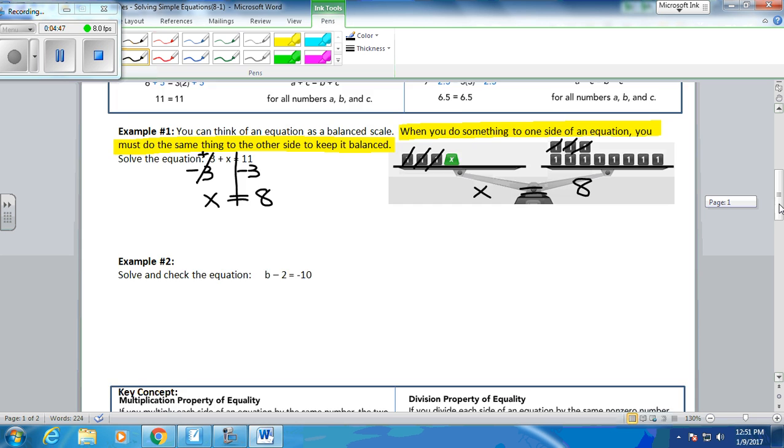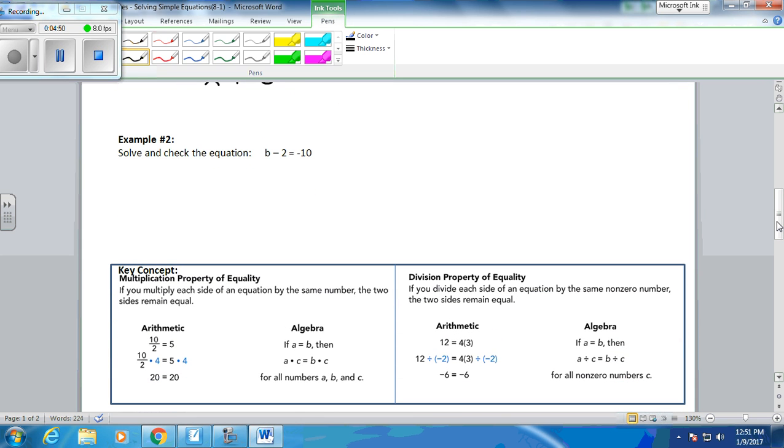Number 2 is asking us to solve and check this equation. To solve it, this time I have b minus 2 equals negative 10. So I'm going to, instead of subtracting 2, add 2 to both sides. I'm left with b equals negative 10 plus 2. 10 bad guys, 2 good guys. Bad guys are going to win, and there are 8 more of them. So it's going to be b equals negative 8.